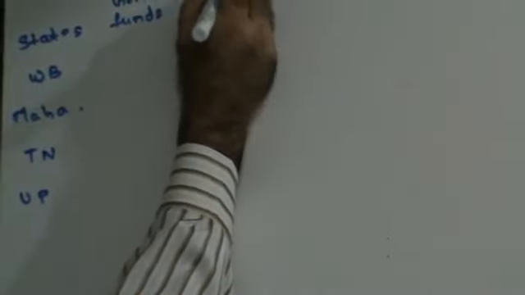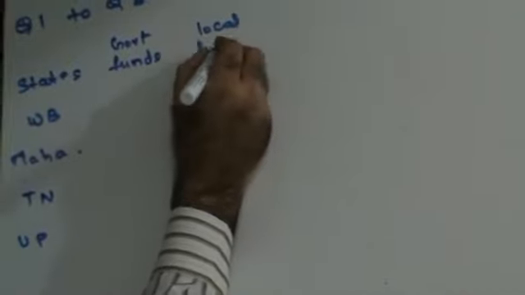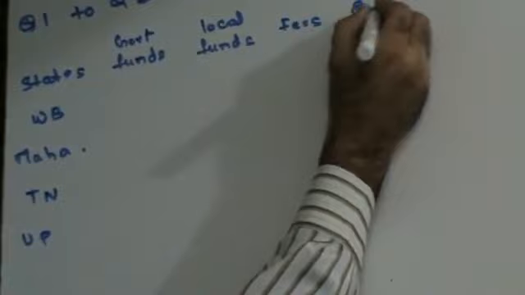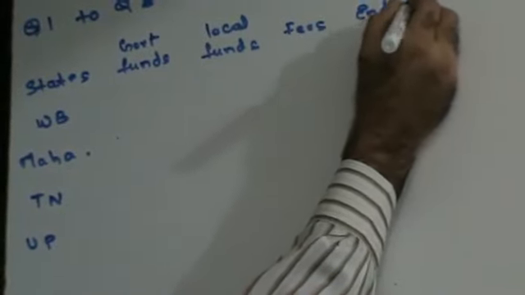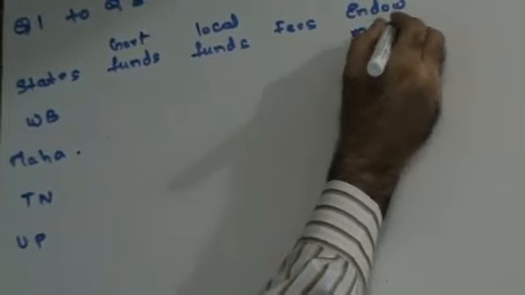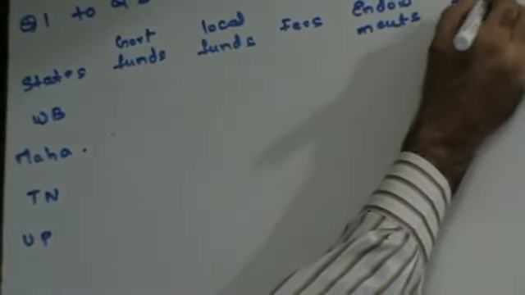States: West Bengal, Maharashtra, Tamil Nadu, Uttar Pradesh. Government funds, local funds, fees, endowments. Total. Right?